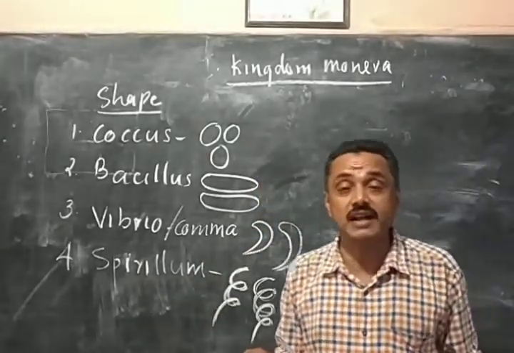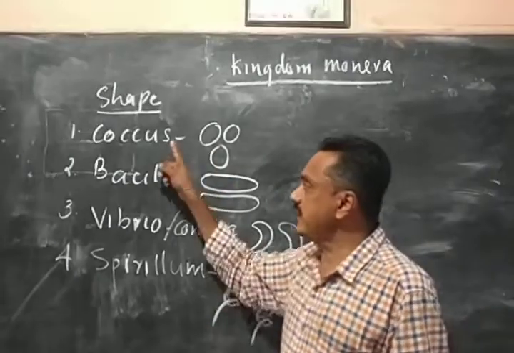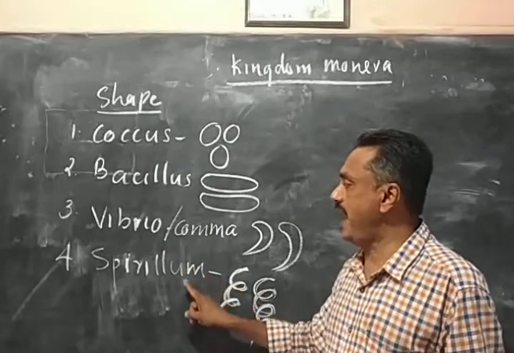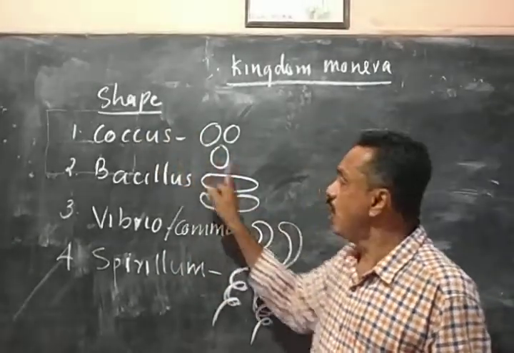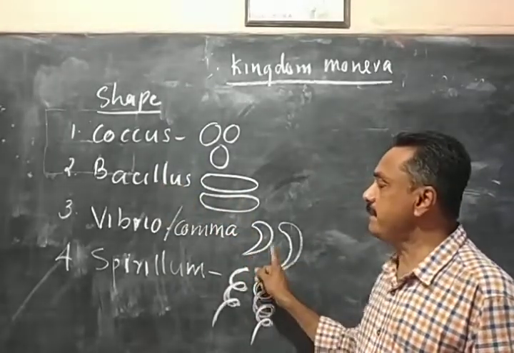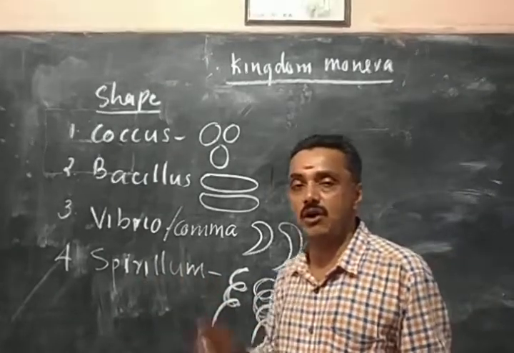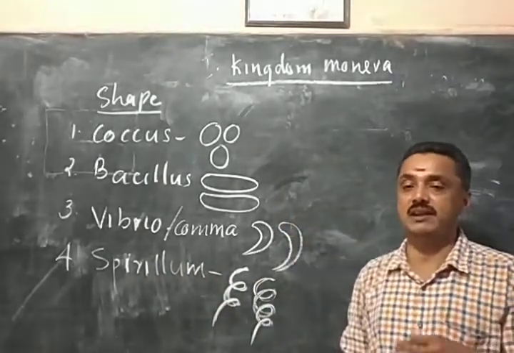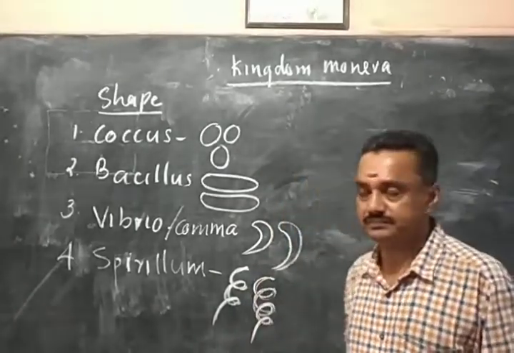Anyhow, bacteria is classified based on the shape into 4 categories: coccus, bacillus, vibrio and spirillum. Round-shaped bacteria are called coccus. Rod-shaped bacteria are called bacillus. Comma-shaped bacteria are called vibrio. Spring-shaped bacteria are called spirillum. So, bacteria is based on the shape classified into 4 categories.